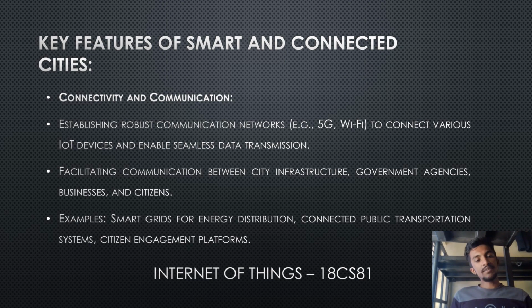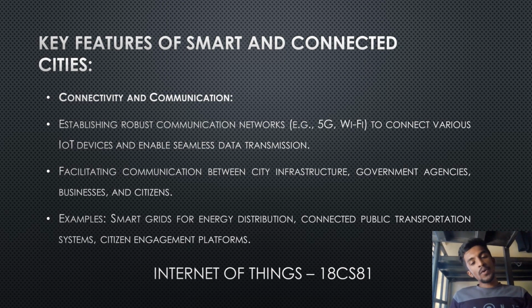Or what is connectivity and what does communication mean? To work effectively and do the things that IoT devices need to do, they need a proper internet connection. If the internet connection is not proper, there is no meaning for these IoT devices. So we need to establish robust communication between networks and among various IoT devices.